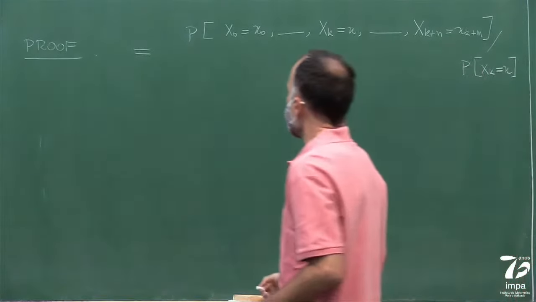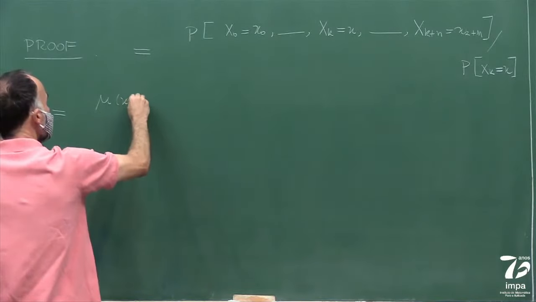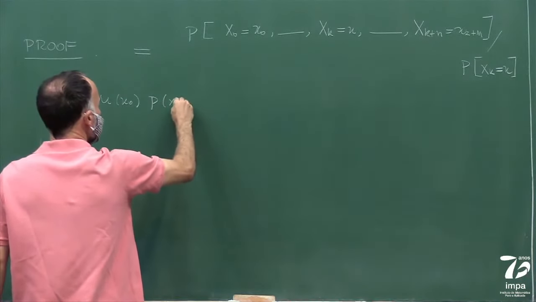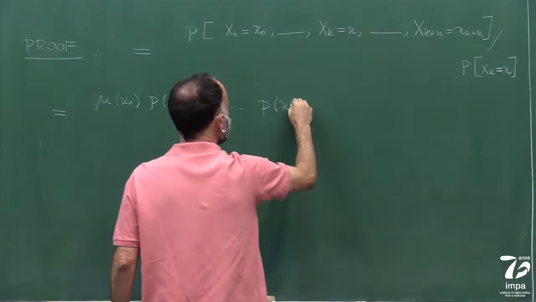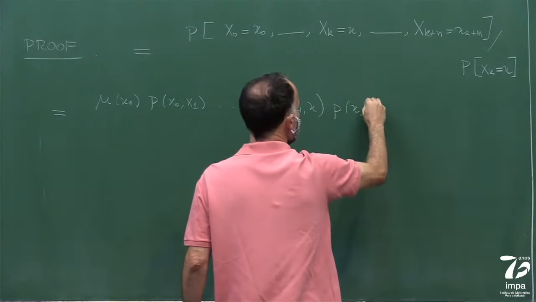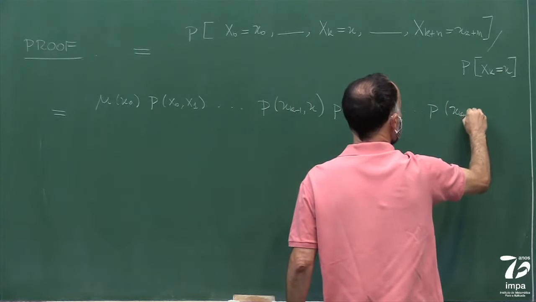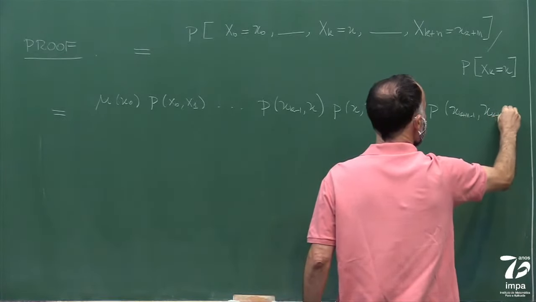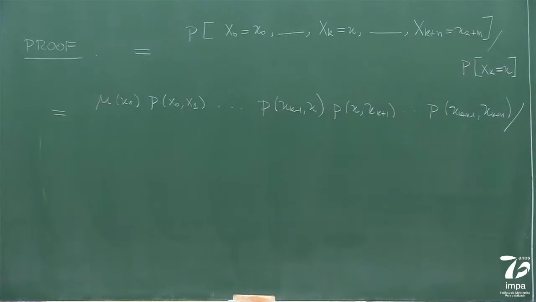Okay, now let's use the formula we proved for this probability, right? We know that this is mu(x0) p(x0,x1) ... p(xk-1,x) p(x,xk+1) ... p(xk+n-1,xk+n), and this is still divided by the probability that Xk is equal to x.